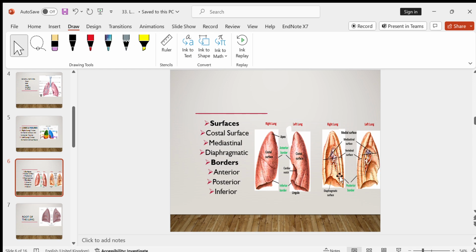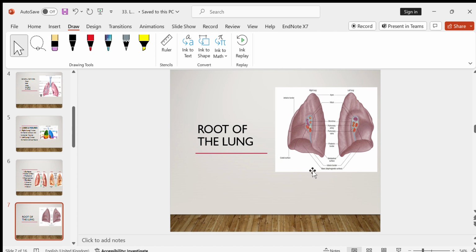Now, the mediastinal surface has two parts. This central structure is the root of the lung. So, the part anterior to the root is the mediastinal surface, and the part posterior to the root of the lung is called the vertebral surface, as this part is close to the vertebral column. The borders of the lungs are this sharp one is the anterior border, this rounded one is the posterior border. So in this view, we can clearly see this anterior border is sharp and this posterior border is rounded, and the inferior border is on the base.